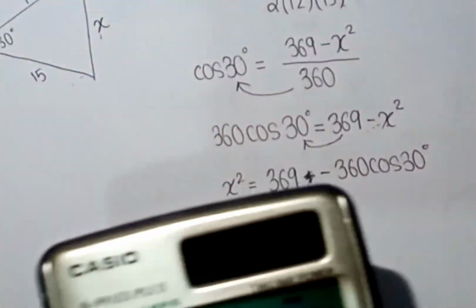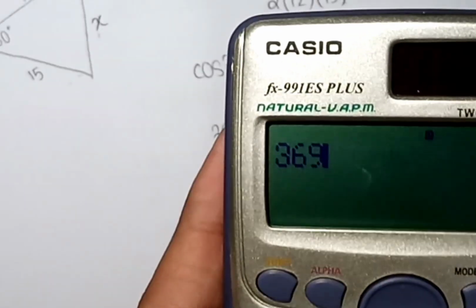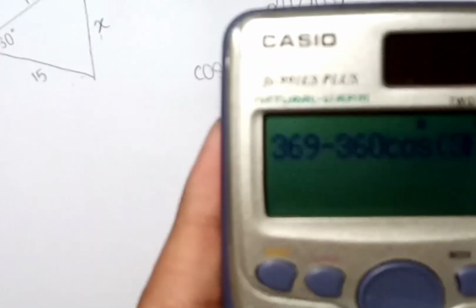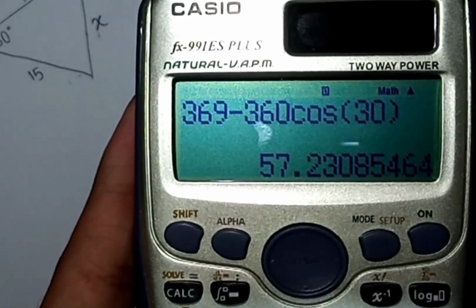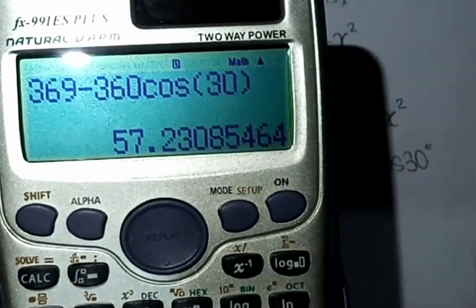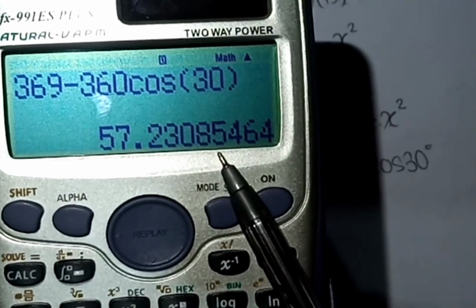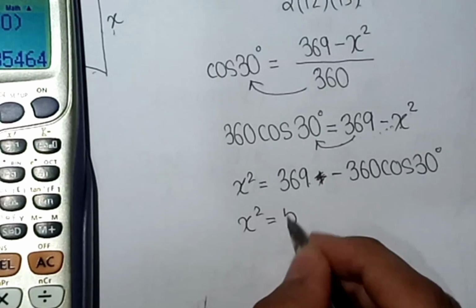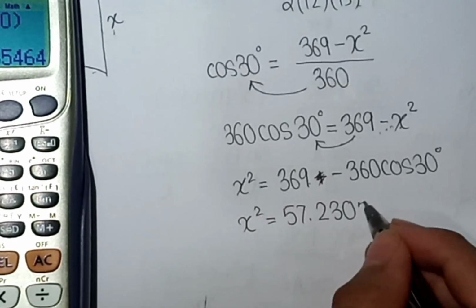My answer is coming 57.23. Okay, so this whole value we will write to 5 significant figures. You can write to 2 or 3, no problem.